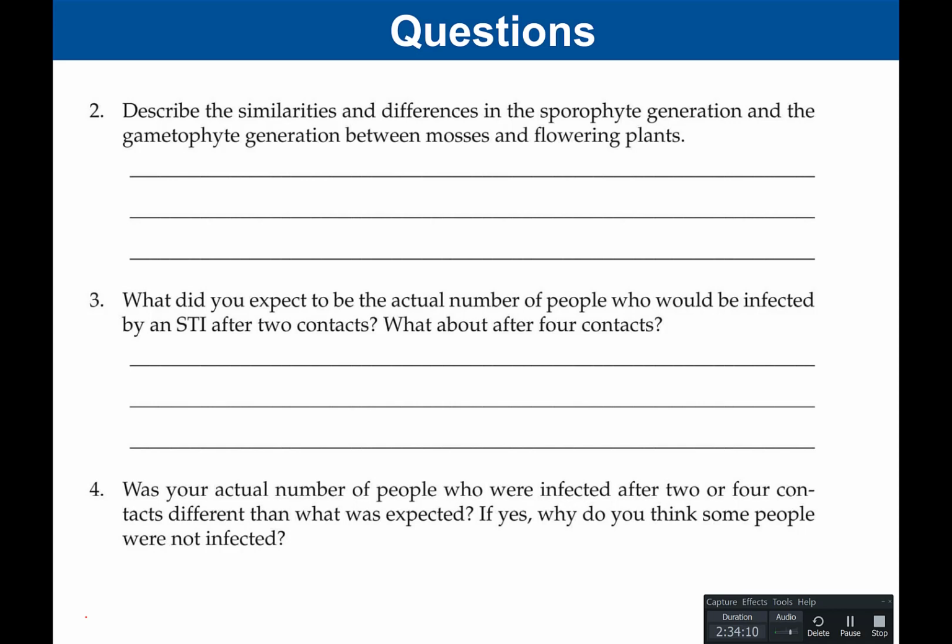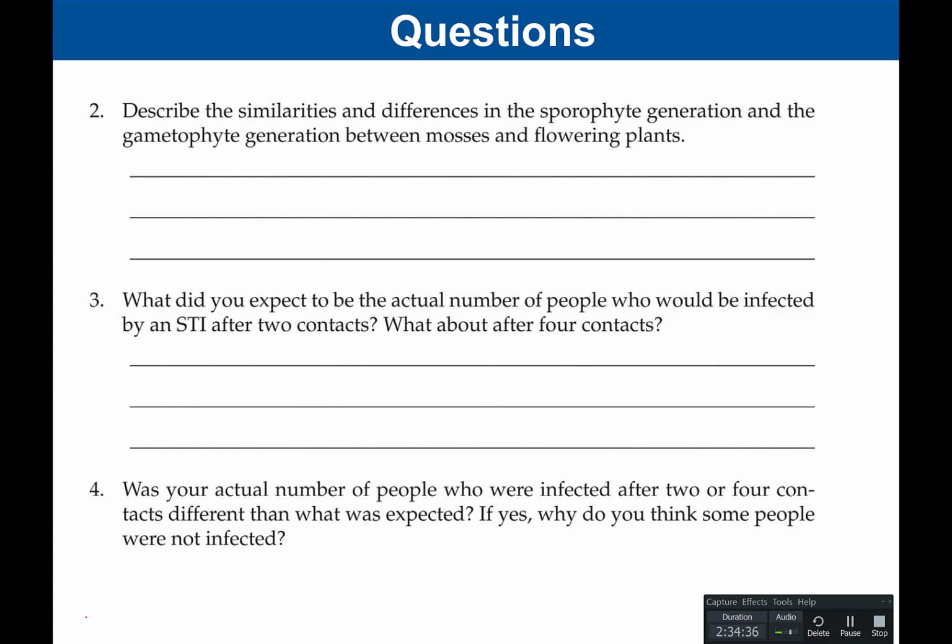Question number 3, what did you expect to be the actual number of people who were infected by an STI after 2 contacts? What about 4 contacts? So not just what do you guess off the top of your head, but what was the expected number using that formula that we talked about? So what was it after 2 contacts? What did we expect after 4?